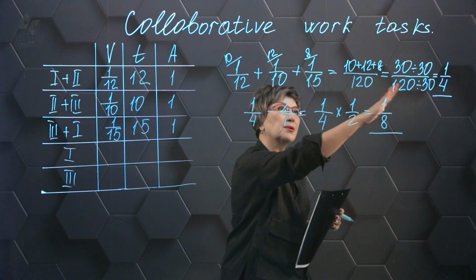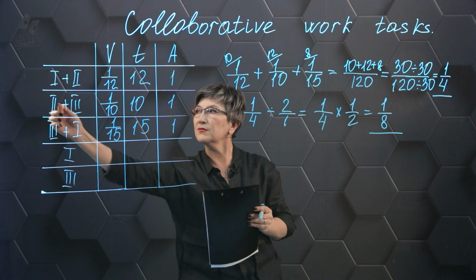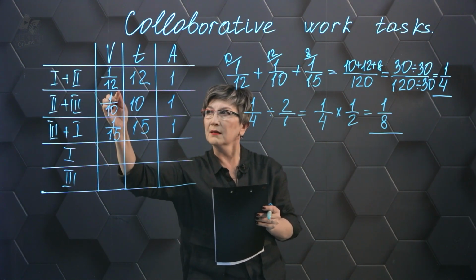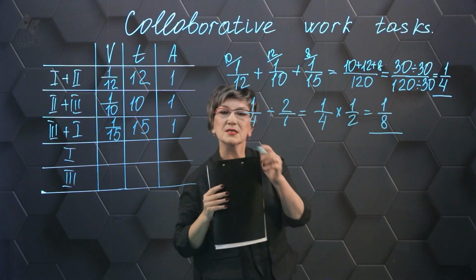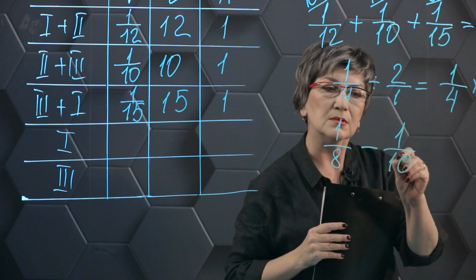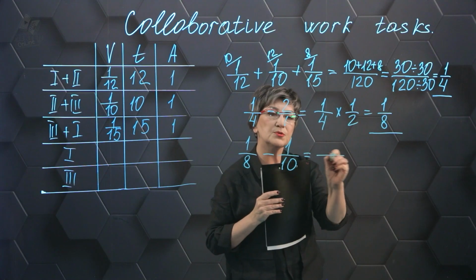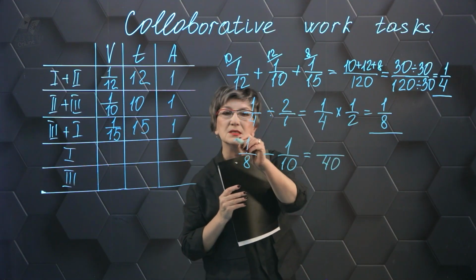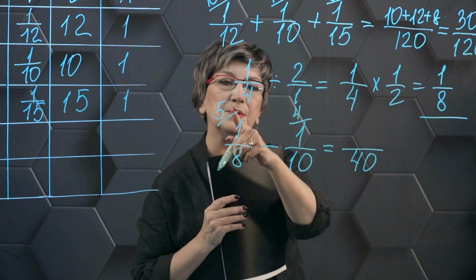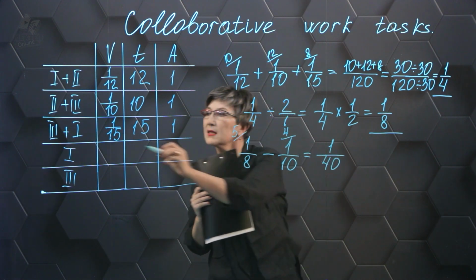So if the total productivity is 1/8, and the productivity of the second and third company is 1/10, then what do we do? We subtract 1/10 from 1/8. And then we find the productivity of the first company. The common denominator is 40, the additional multipliers are 5 and 4. 5 minus 4 is 1. 1/40 is the productivity of the first company.